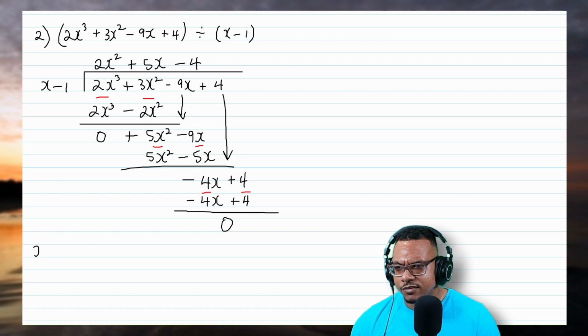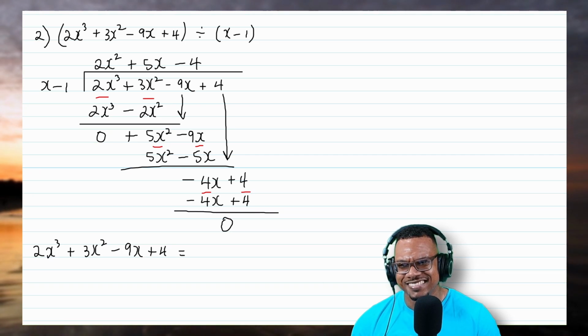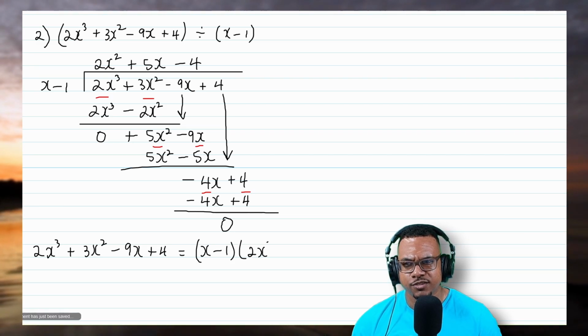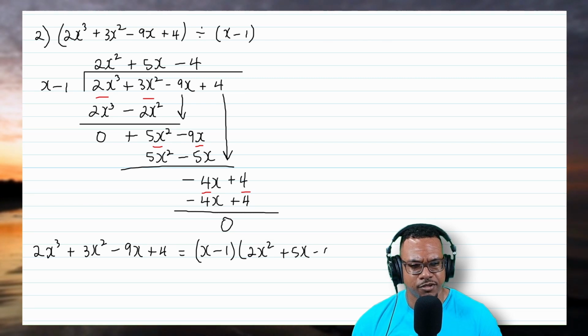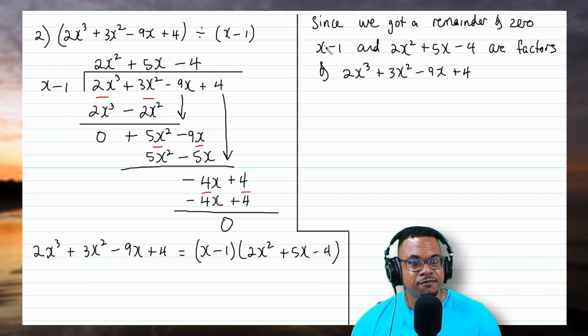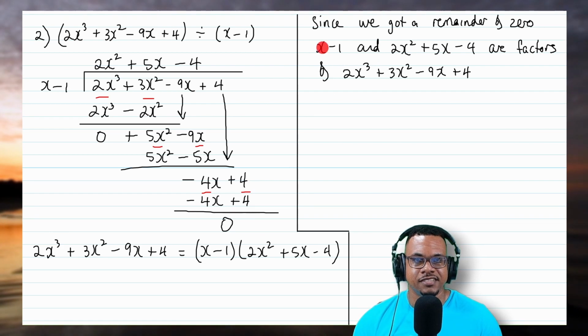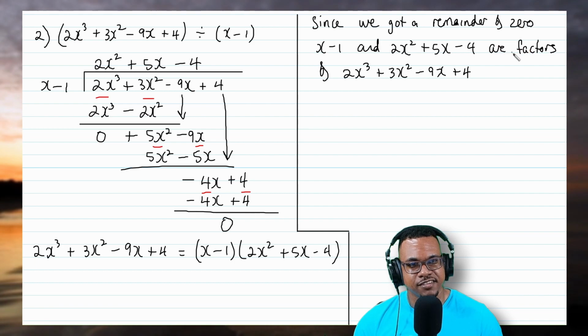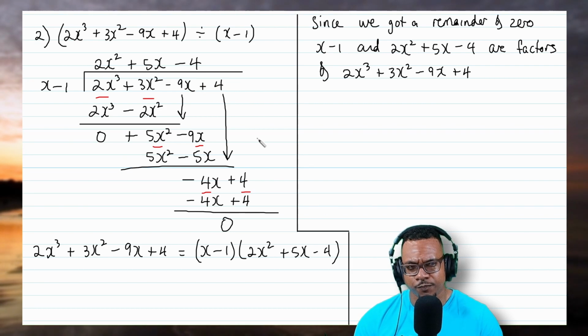So this 2x cubed, this is my dividend, right? Plus 3x squared take away 9x plus 4 is equal to x take away 1 times my quotient, which is 2x squared plus 5x take away 4. Alright, so just want to emphasize this, that since we got a remainder of 0, which is no remainder, our divisor, x take away 1, and our quotient, this 2x squared plus 5x take away 4, are factors of my dividend, which is this 2x cubed plus 3x squared take away 9x plus 4.